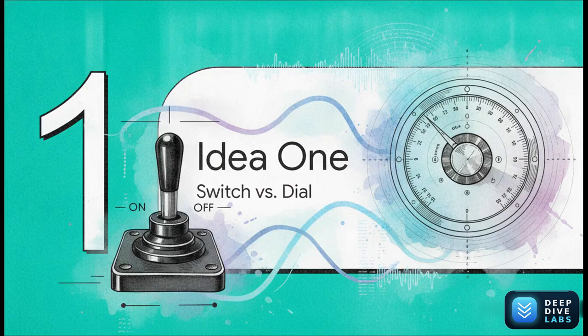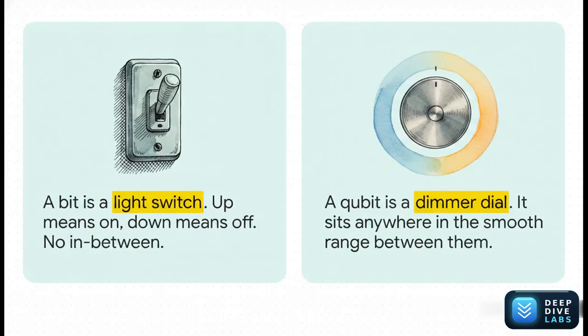Right. Idea 1. A switch versus a dial. Let's build a better mental model than the traditional computer bit we're all used to. Think about how this contrasts the clean, boring certainty of everyday electronics with the smooth reality of a qubit. Take a regular computer bit. Think of it exactly like a standard light switch on your wall. Up means on, down means off. It's one or the other. There's absolutely no in-between, and honestly, that's the whole point. It's clean, it's certain. Everything your smartphone and your laptop do right now is built from billions of these tiny rigid switches flipping up and down.